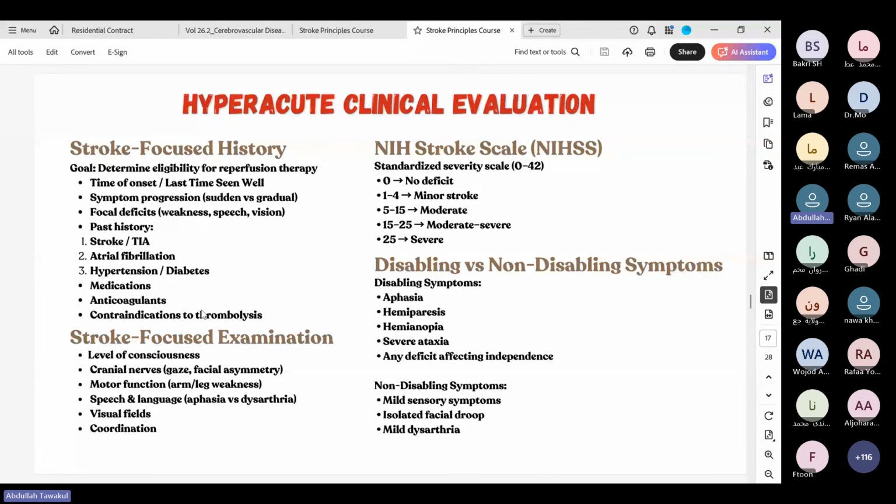Yes, you can do the NIH stroke scale in the OPD if you want. But usually we use it in the acute settings. In the OPD, usually it's in the acute settings or in inpatients. In the OPD we use the mRS score, which is the modified Rankin scale.